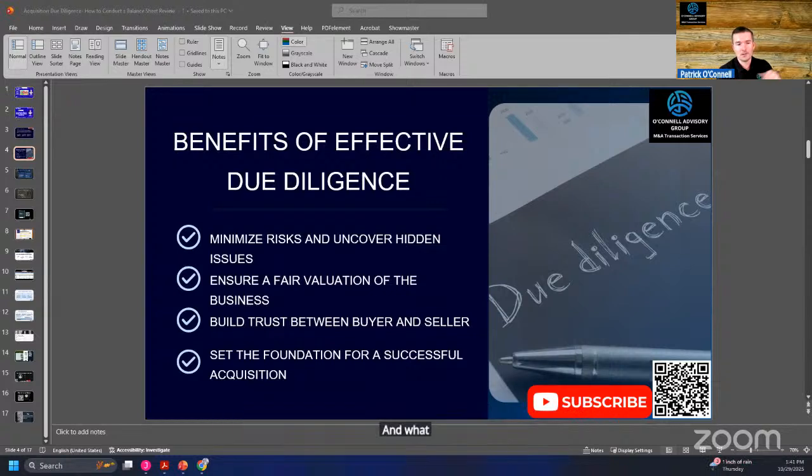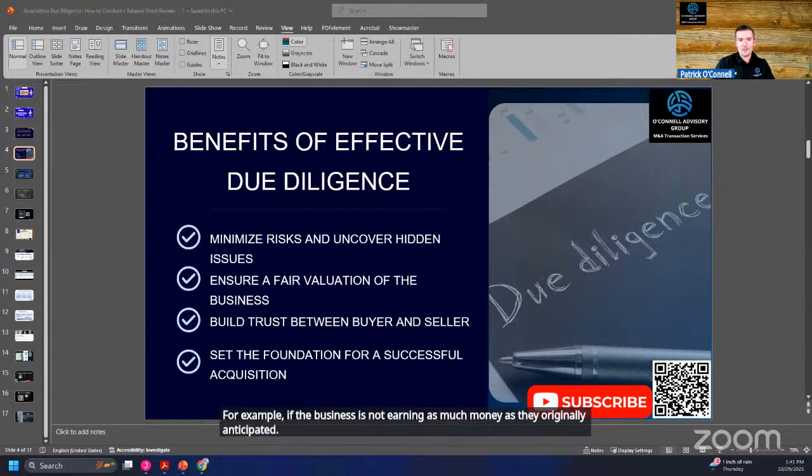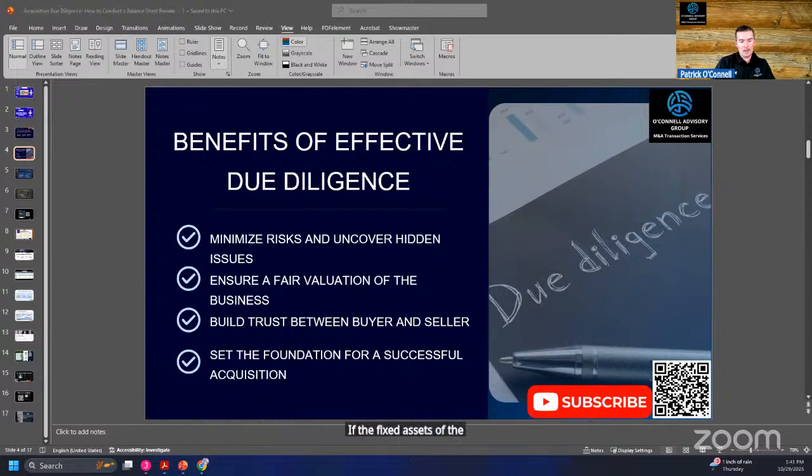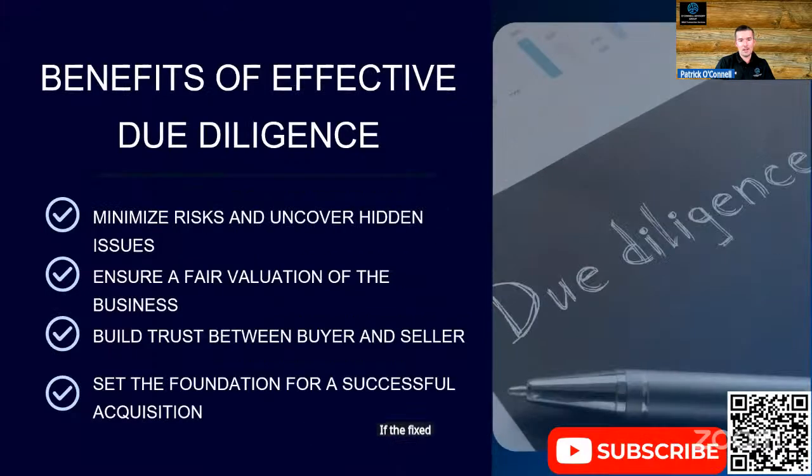And what happens is frequently buyers begin to question the amount of money they originally offered for the business when they learn some of the cons of the business. For example, if the business is not earning as much money as they originally anticipated, or if the fixed assets of the company are old or aged, that may lead to significantly more expensive cash that's needed when the transition occurs.